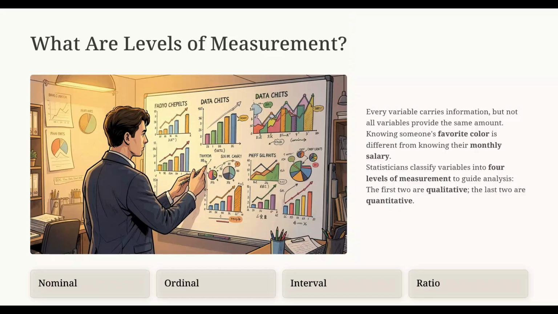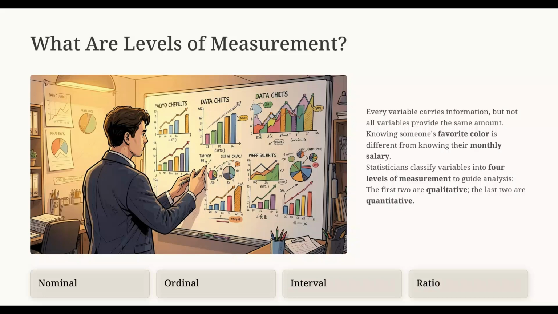Every variable carries information, but not all variables provide the same amount of information. For example, knowing someone's favorite color is different from knowing their monthly salary. Similarly, ranking students in a competition is different from measuring their exact scores. To distinguish between these differences, statisticians classify variables into 4 levels of measurement, that is, nominal, ordinal, interval, and ratio.